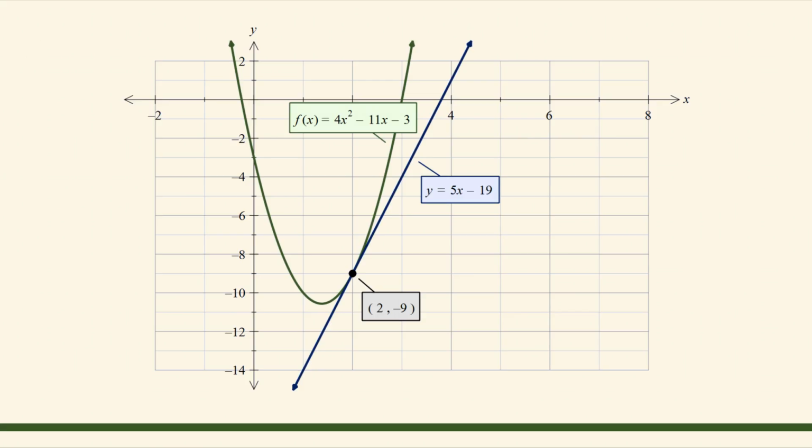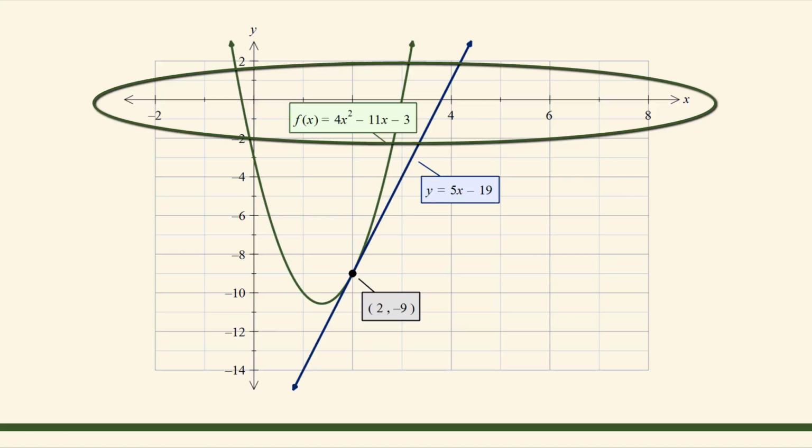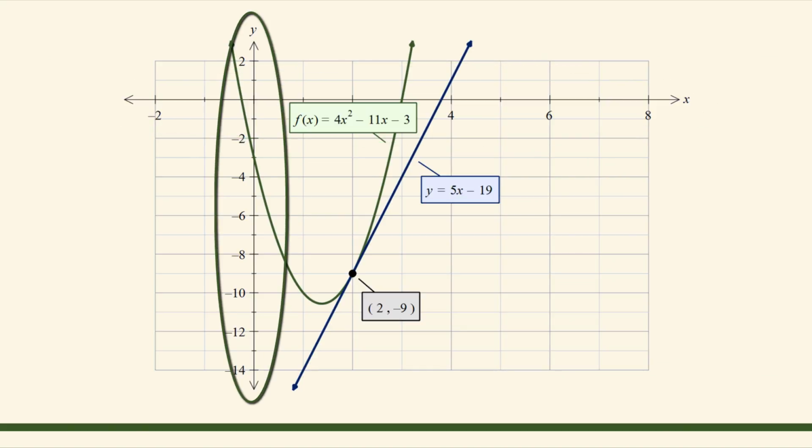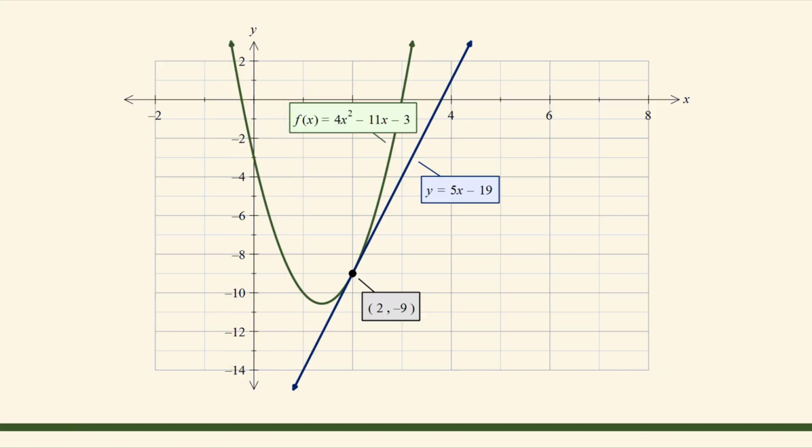We have an xy grid such that the x-axis spans from -2 to +8 in increments of 1. The y-axis spans from -14 to +2 in increments of 1. The green curve represents f of x equals 4x squared minus 11x minus 3. It is an upward opening parabola whose vertex is in quadrant 4 at approximately 1.5, negative 10.2. It also has a y-intercept at -3 and has two x-intercepts, one positive and one negative.